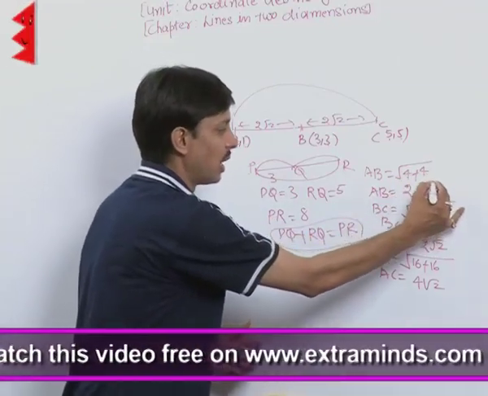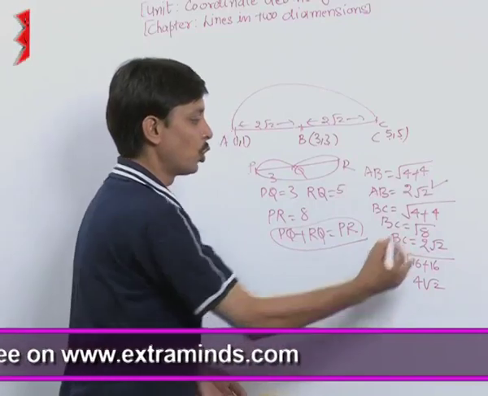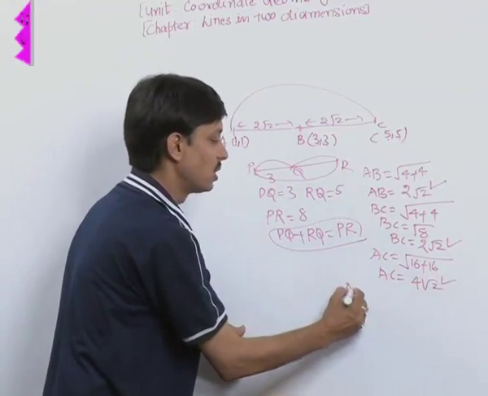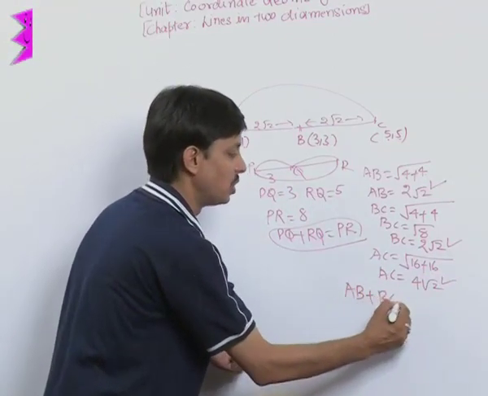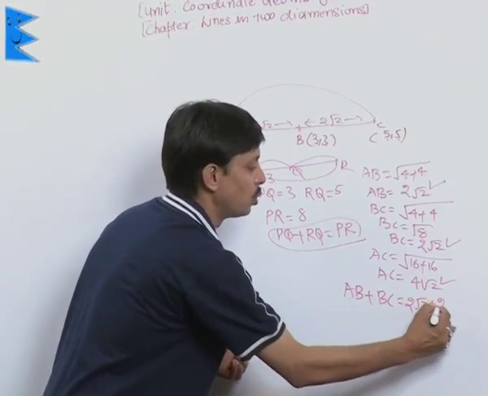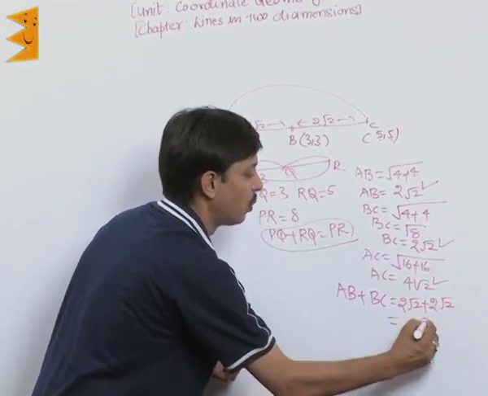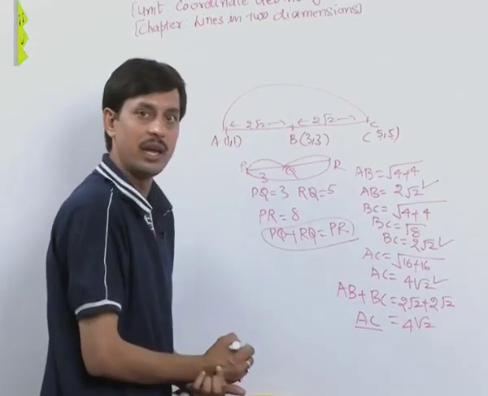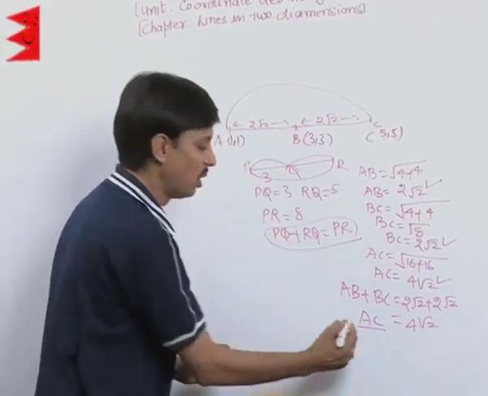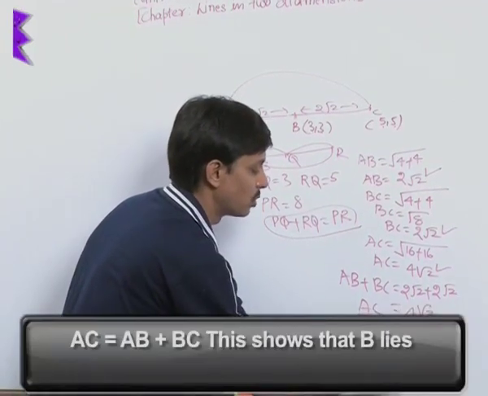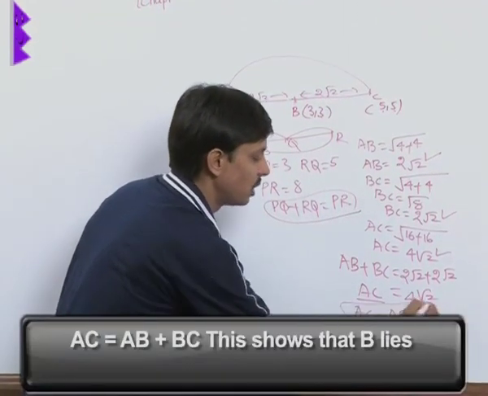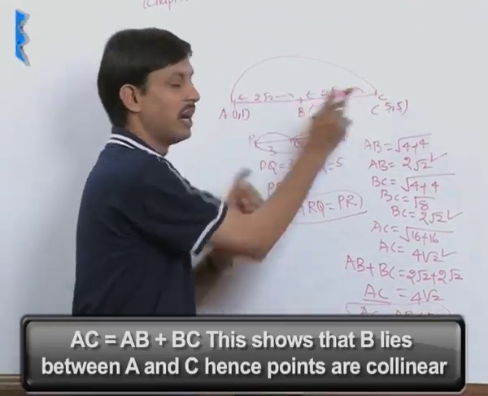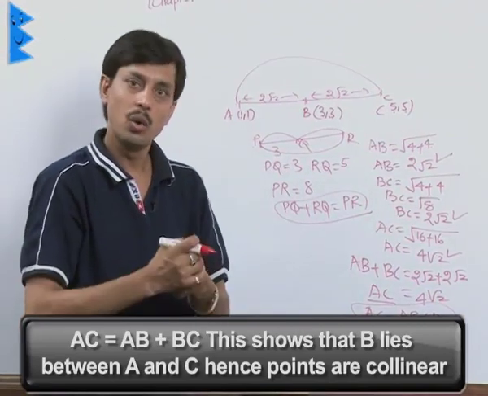Here from these calculations, AB is 2 root 2, BC is 2 root 2, AC is 4 root 2. The answer of AB plus BC, that is 2 root 2 plus 2 root 2, is coming out to be 4 root 2, which is equal to the length AC. So what conclusion have we drawn? That distance AC is equal to AB plus BC. This is showing the betweenness, that is B lies between A and C, hence the points are collinear.